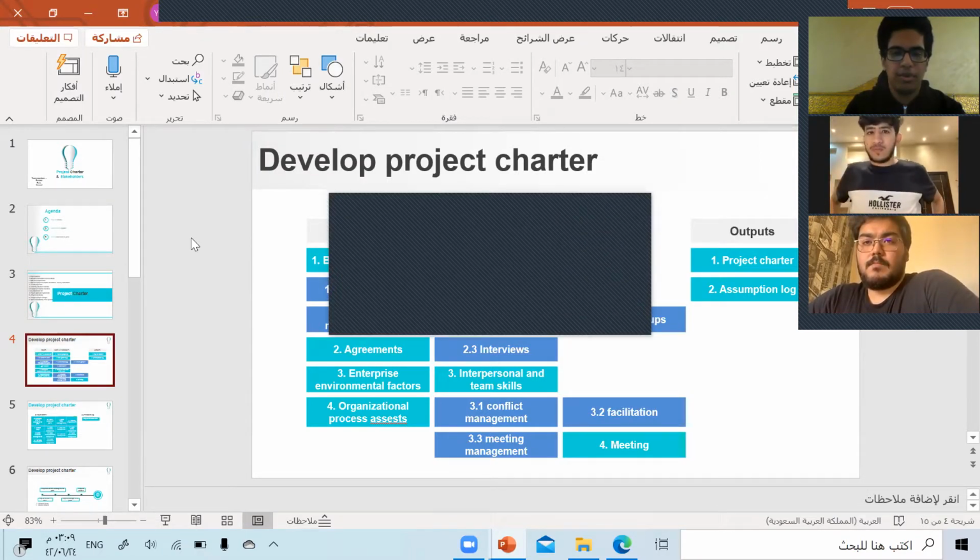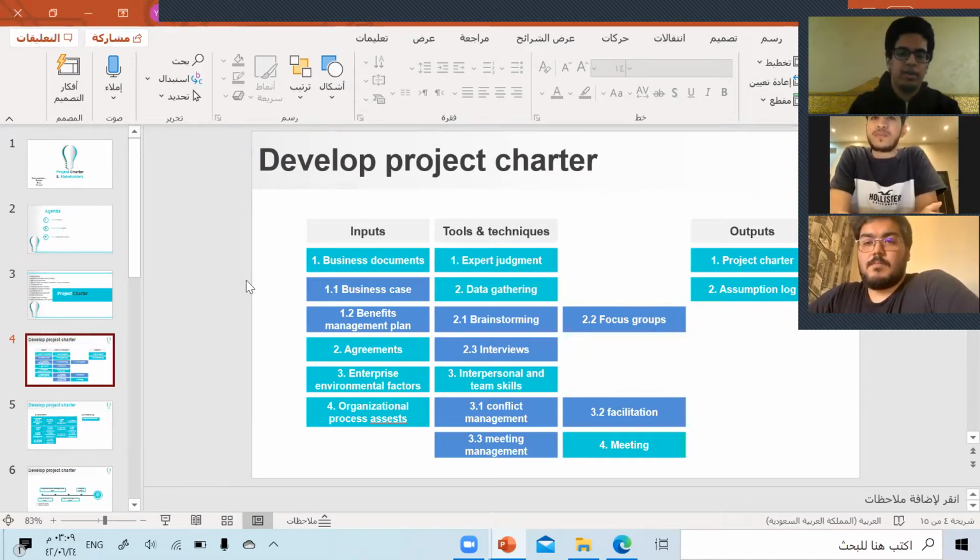Second, of the inputs, we have agreements. Third, we have enterprise environmental factors. Fourth, we have organizational process assets. The tools and techniques we're going to use are, first, expert judgment.